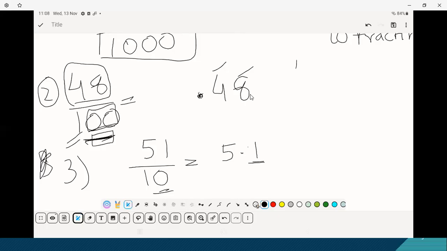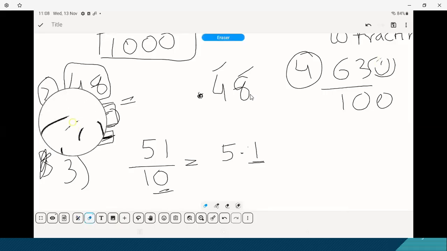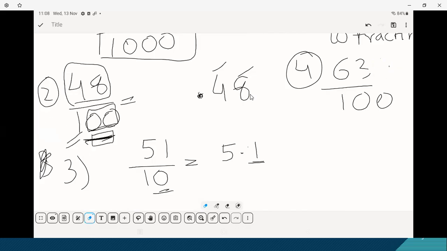Suppose, one more example is there. Suppose we have 63 divided by 100. Let's say the example is 63 divided by 100.